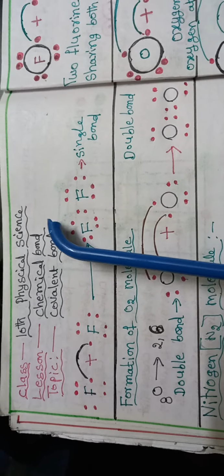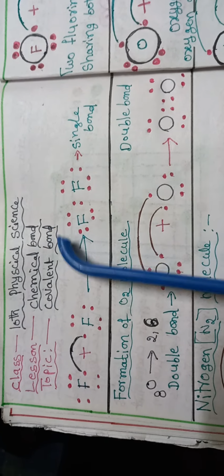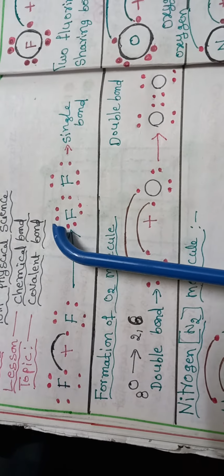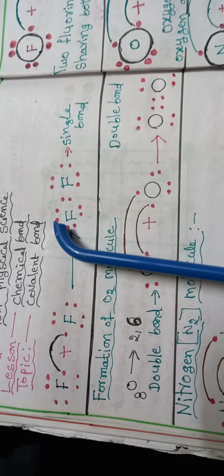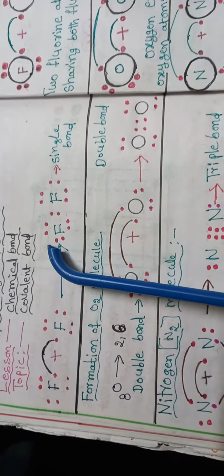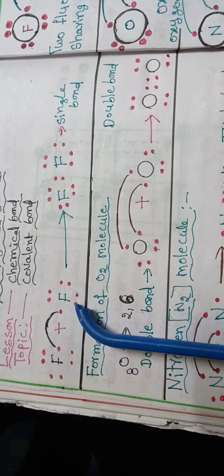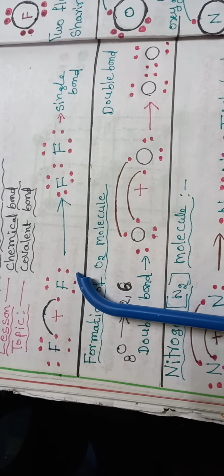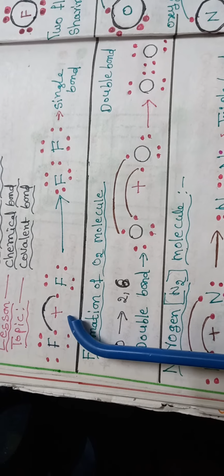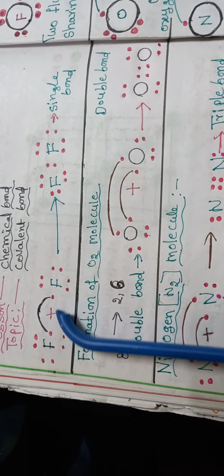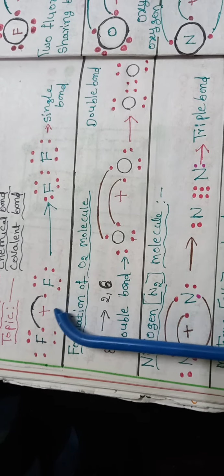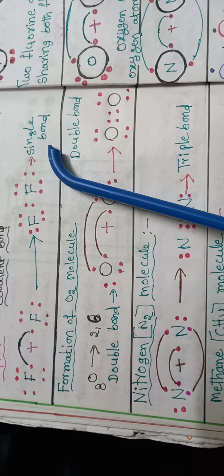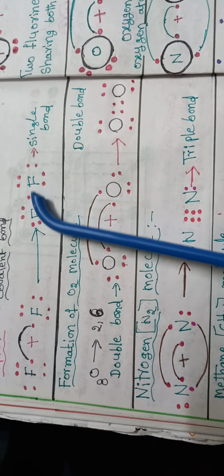10th class physical science lesson, chemical bond, topic: covalent bond. Covalent bond means sharing electrons by two elements is called covalent bond. Here we can see the two fluorine atoms. The valency electrons is 1. These two valency electrons are shared by the two fluorine atoms. Here we can see a single bond is formed between the two fluorine atoms.